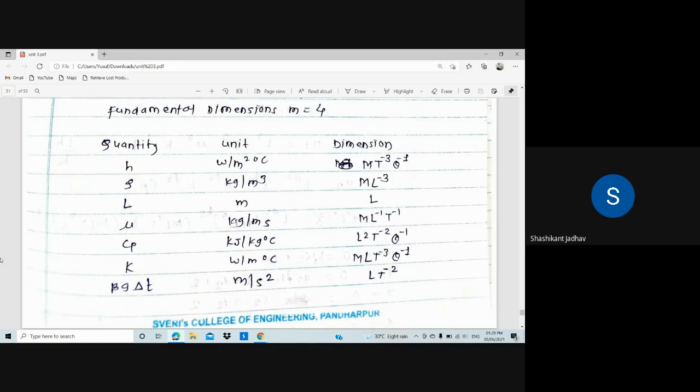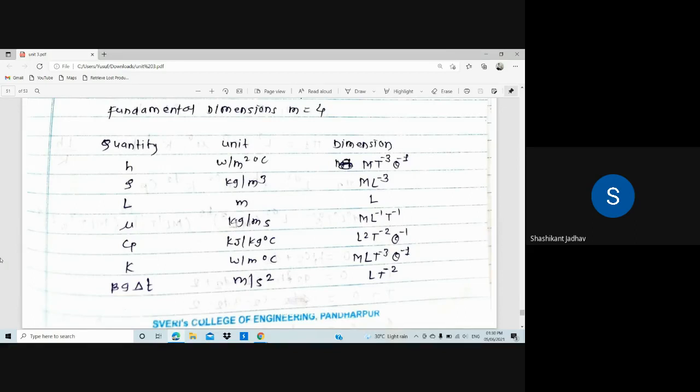Fundamental dimensions M is equal to 4. Okay, then in the next step we have to write down the quantity, the unit of that particular quantity and the dimension of each quantity. Whatever the quantities are there: h, rho, L, mu, Cp, k, and beta g delta T.